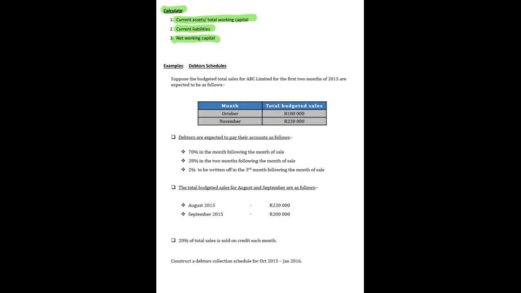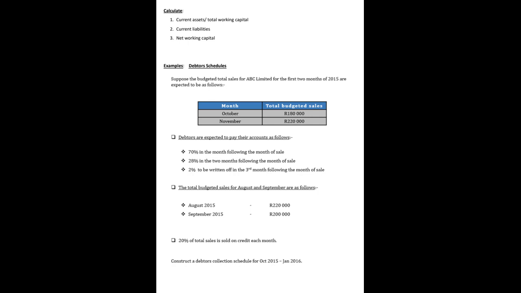Okay, so let's move on to the next one, which is your debtors schedule. So your debtors schedule is looking at how long does it take for our debtors to repay us. Remember, when a business sells goods, it's either in cash or it is on credit. If it's in cash, it obviously gets paid for immediately. If it's on credit, then the customer has a certain number of days within which to pay.